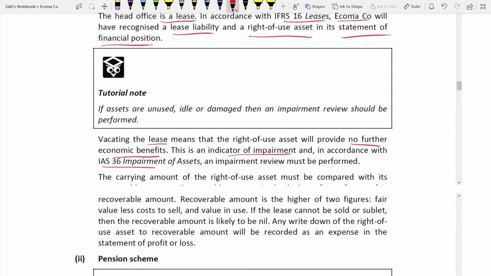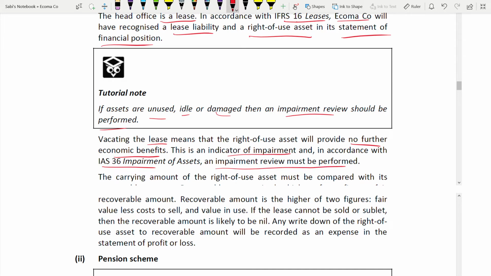See, if assets are unused, idle, or damaged, an impairment review should be performed. If you're not sure about it, go back to your impairment, IAS 36. I even had a lecture on IAS 36. If you're not using the asset, if it's lying idle, if your asset is damaged, there is an impairment review that has to be performed. It's not always that only if your asset is damaged, an impairment review is there. No. If you're not using that asset also, it's an indicator of impairment. You have to perform an impairment review. Okay. So if an impairment review has to be performed, now it's very easy. Now it is simply your knowledge from the standard. You have to write here. Nothing to do with the case study now. Okay. So an impairment review must be performed.